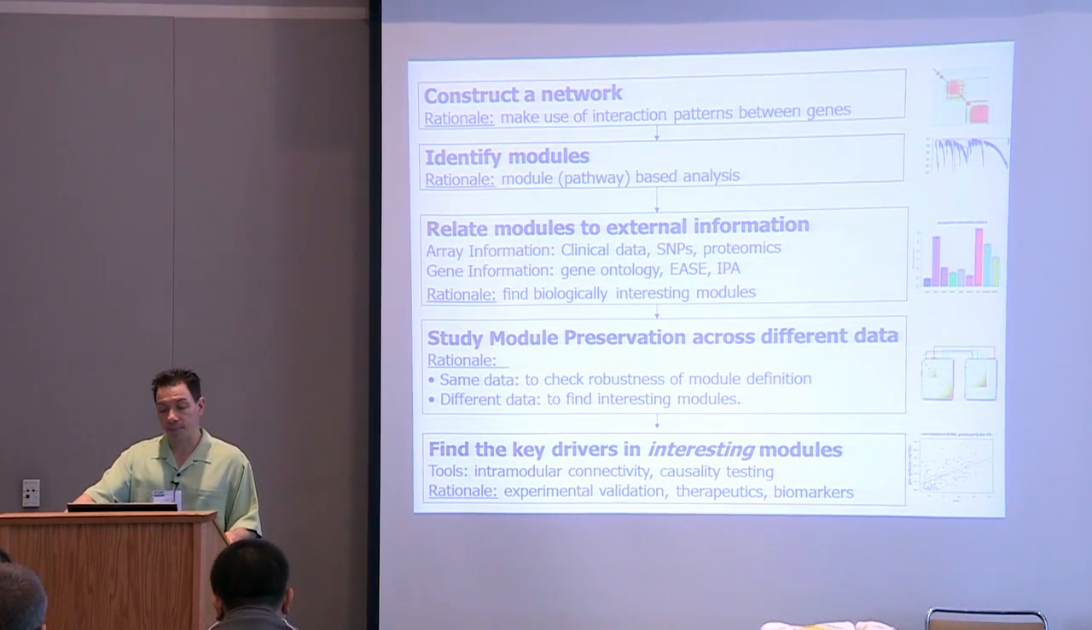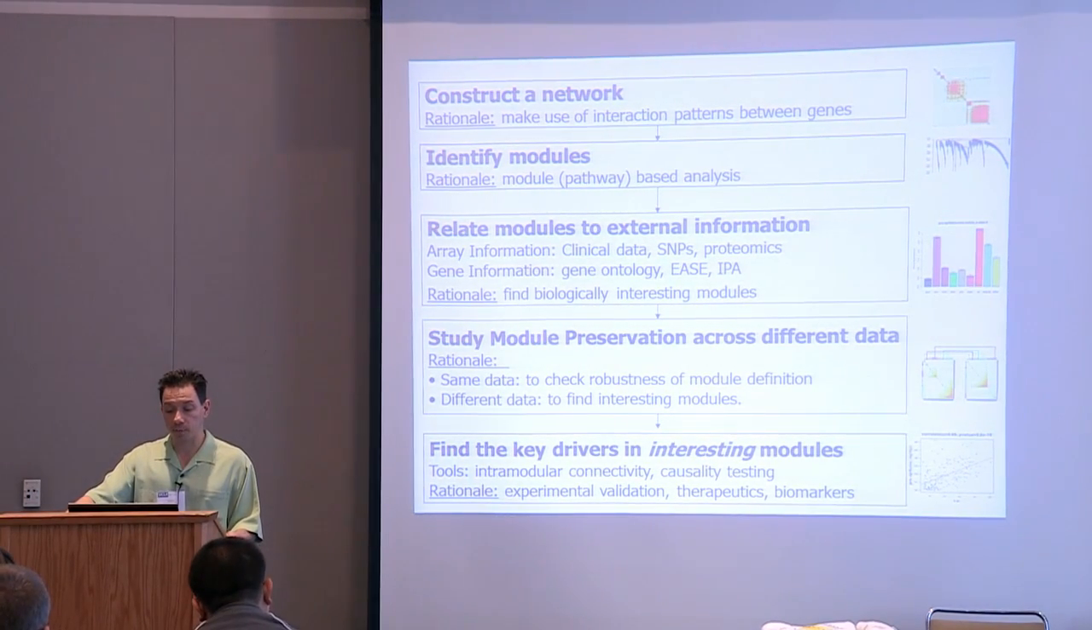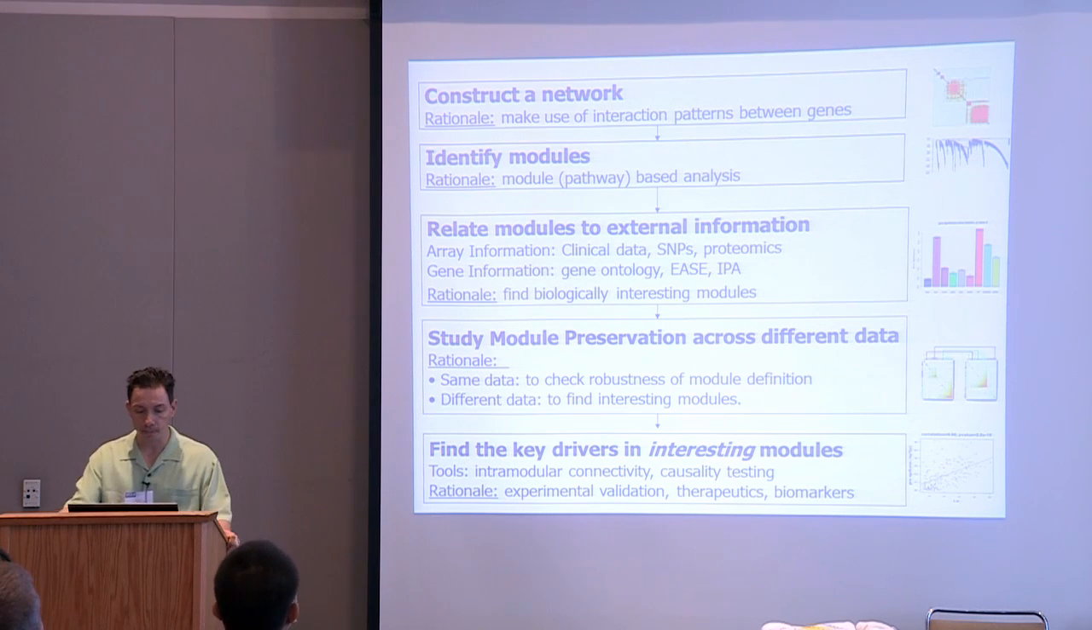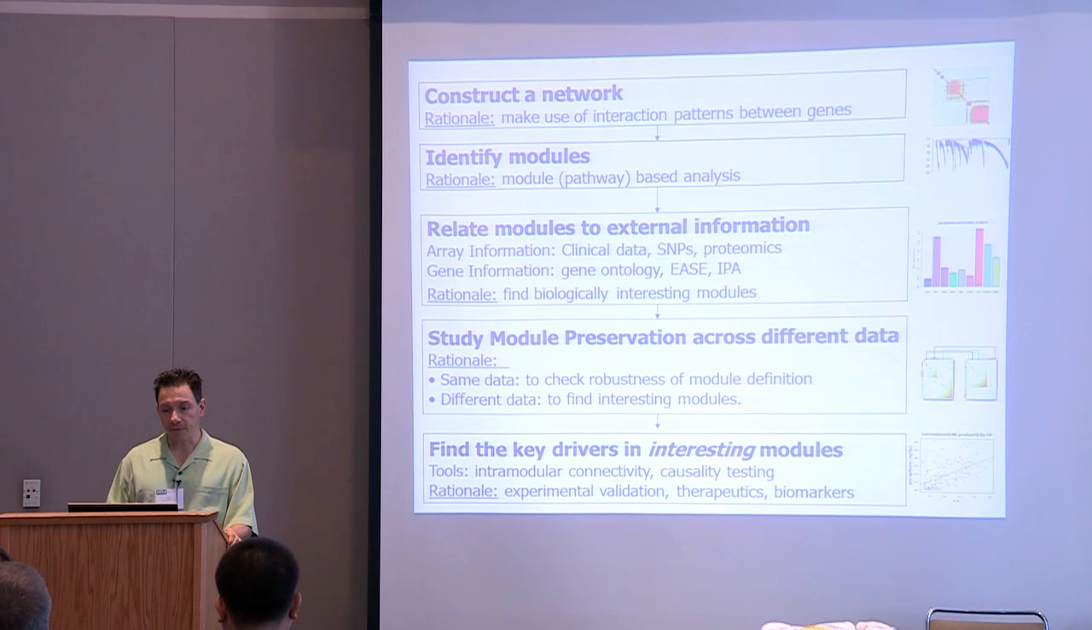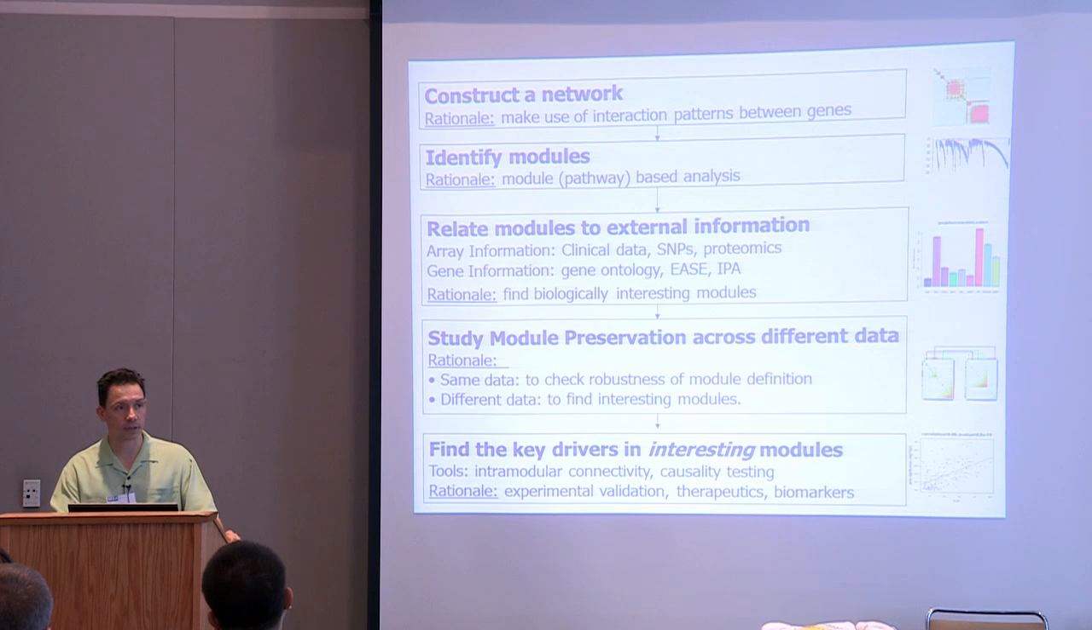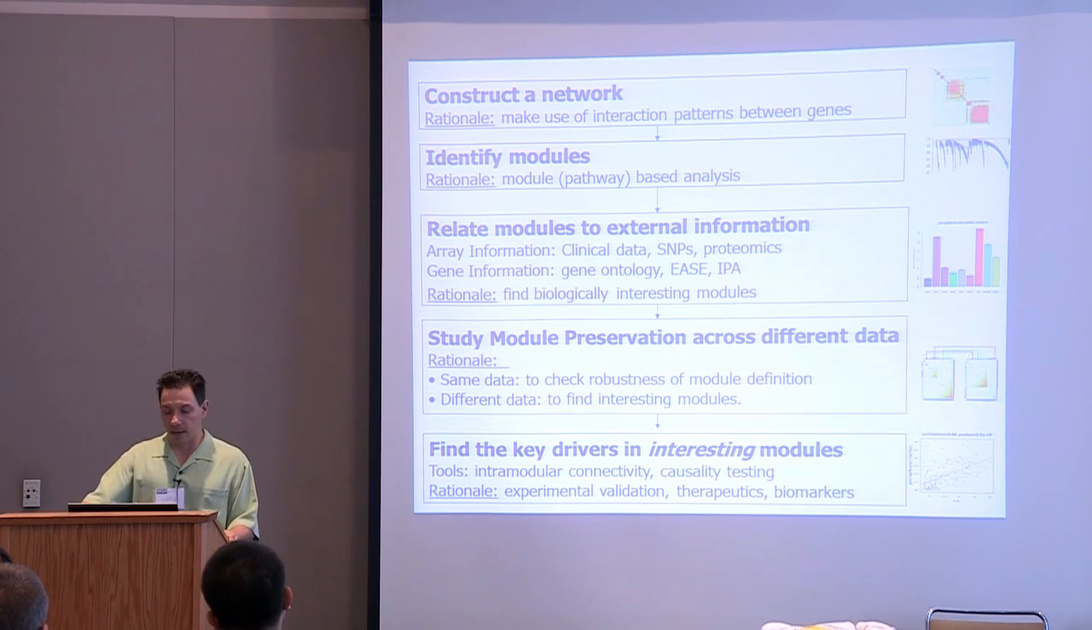But also, it can be very exciting to study module preservation across different conditions. For example, we can ask which human brain modules can also be found in chimpanzee brains. So in any event, after these 4 steps, we hopefully found robustly defined, biologically interesting modules, and only then do we care to find out, well, what are the key drivers of these interesting modules?